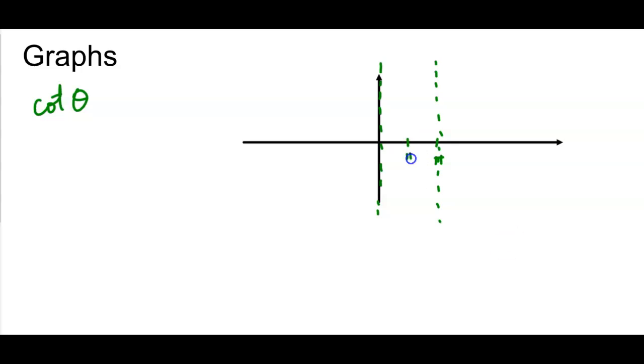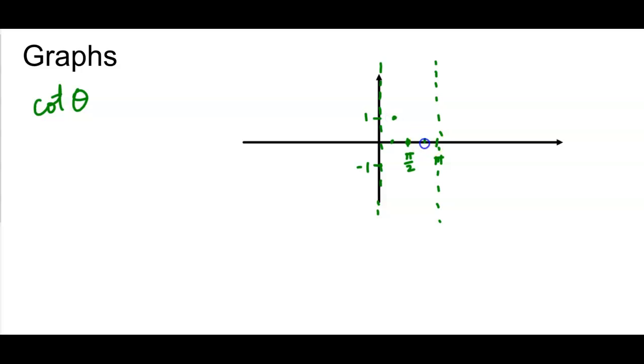So here you are at pi over 2. And then, let's see, we have to think. At pi over 2, it's going to be 0. The cotangent of pi over 2 is going to be 0. And then think about what quadrant you're in. At pi over 4, you're in quadrant 1, right? And so the cotangent should be positive. So if I say here's 1 and here's negative 1, it's going to be right there.